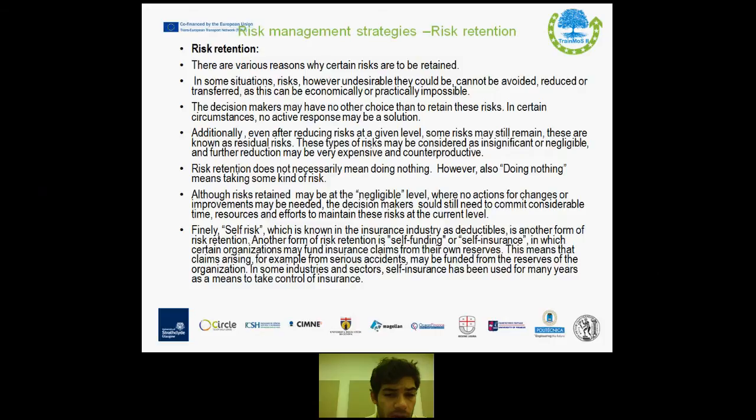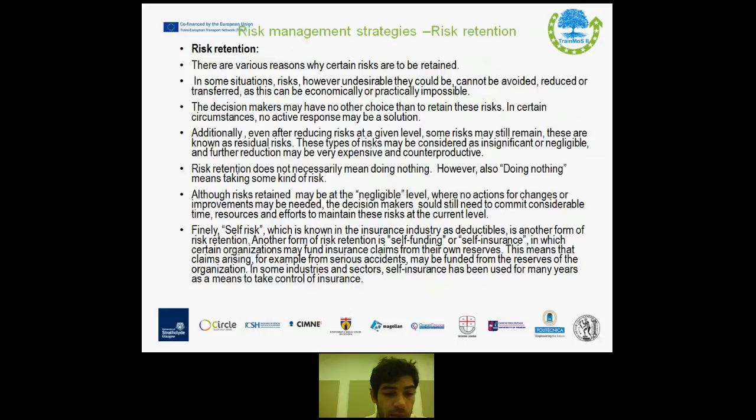Additionally, even after reducing risks to a given level, some risks may still remain. These are known as the residual risks. These types of risks may be considered insignificant or negligible, and further reduction may be very expensive and counterproductive. Risk retention does not necessarily mean doing nothing. However, doing nothing also means taking some kind of risk.